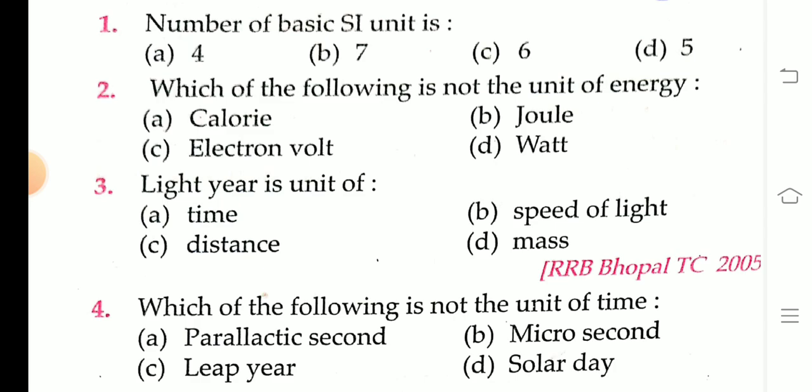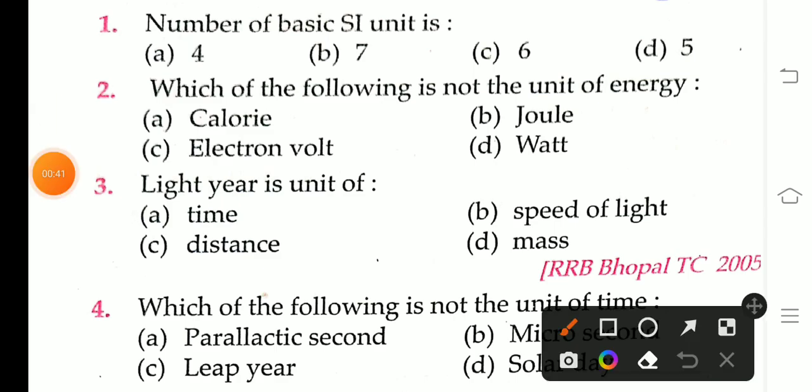First question: Number of basic SI unit is 7. Which of the following is not the unit of energy? Watt. Light year is unit of distance.